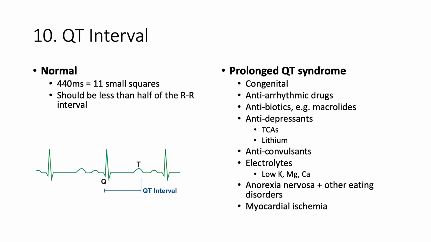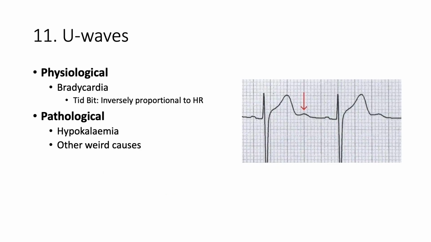The reason why we care so much about long QT syndrome is because of the risk of ventricular tachycardia and fibrillation, which is pretty much our big major concern about what might happen. And so the treatment will essentially be stopping these medications. U waves, as a fun little tidbit that I came across: the slower your heart goes, the more likely you are to have a U wave. And in a pathological setting, it's essentially hypokalemia, but there are a lot of other causes.